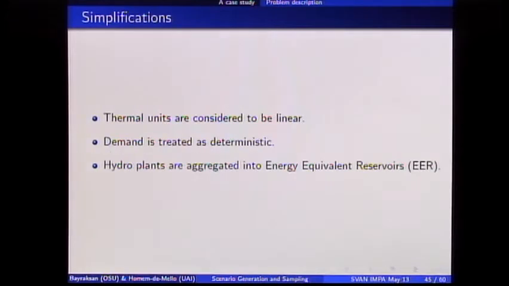So we did some simplifications, some linearizations. The goal here was to do long-term planning. So in that case, demand you can actually treat as deterministic, because the uncertainty in the water is far, far bigger than the uncertainty in the demand. Another simplification, to reduce the size of the problem, was that these hydro plants are aggregated into what they call the energy equivalent reservoirs. So you group things together and end up with a smaller number, a smaller dimension of the uncertainty.